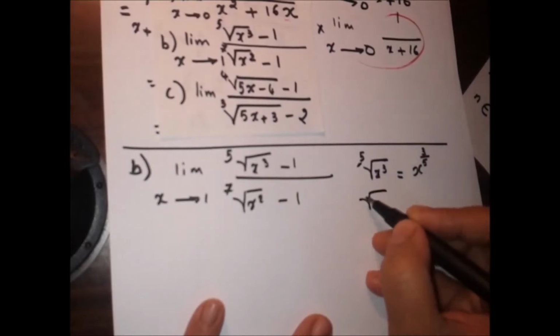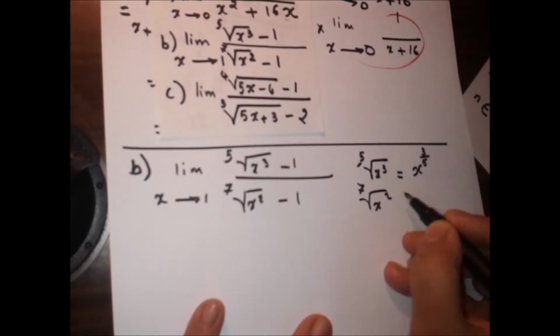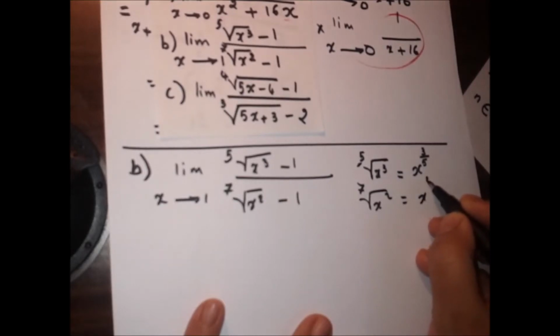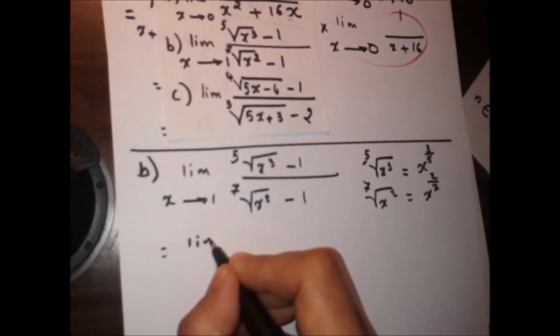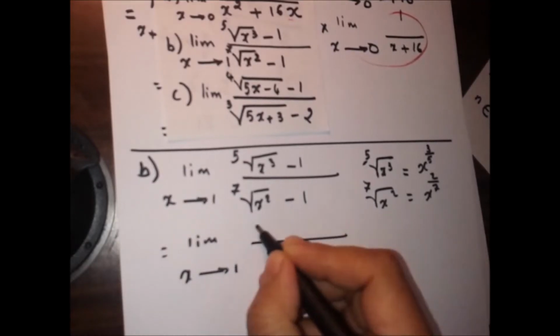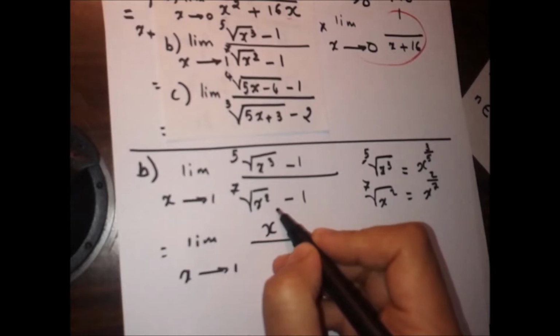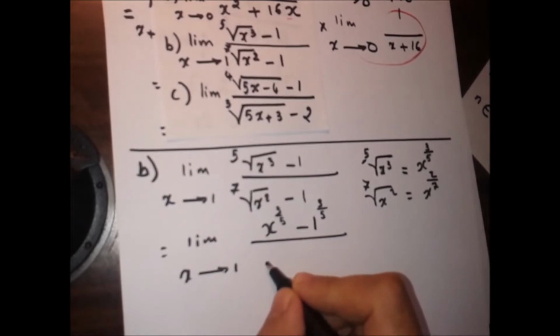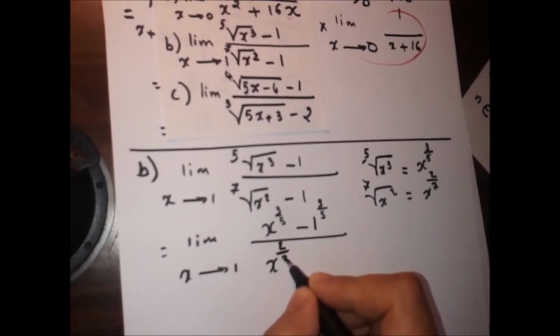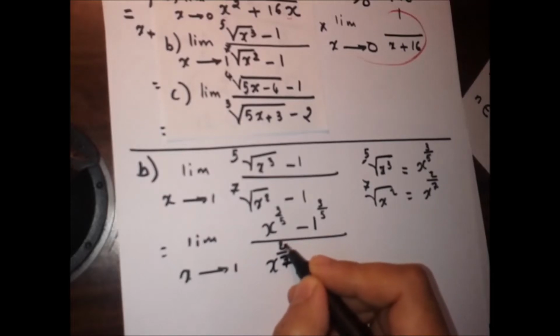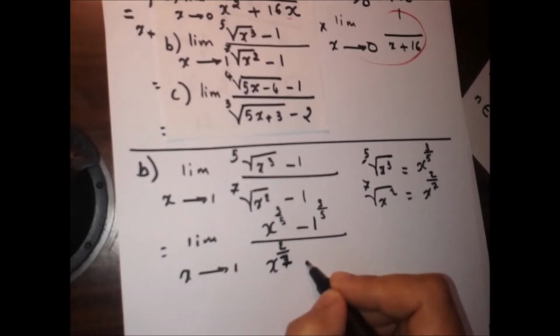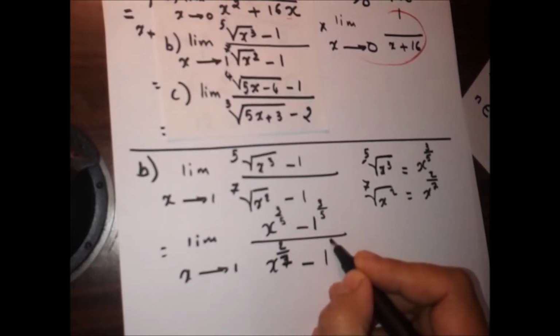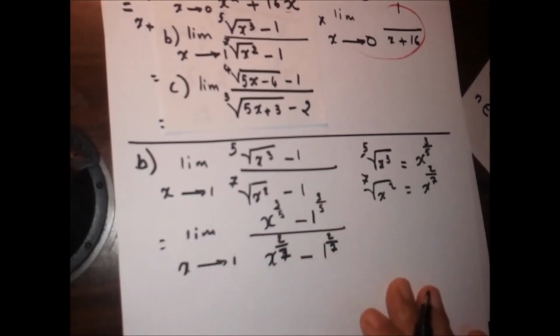What about the 7th root of x squared? This is equal to x squared, and down we have 7. Put the index down. So this is equal to x to the power 2 over 7. Limit as x tends to 1 of, this is very simple, x to the power 3 over 5 minus 1, now 1 will take the power of 3 over 5, and down it's x to the power 2 over 7 minus 1, put 2 over 7 as a power for 1.